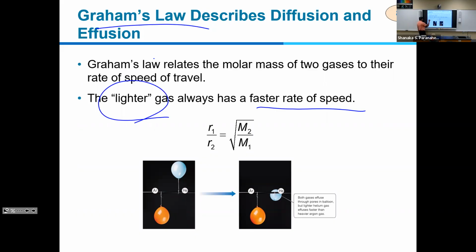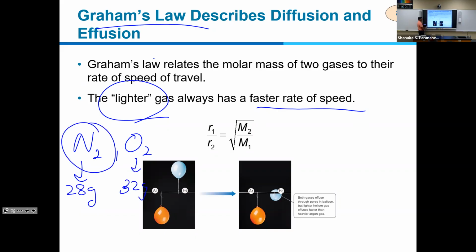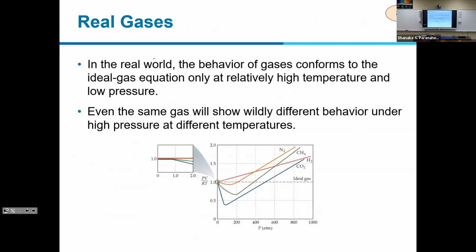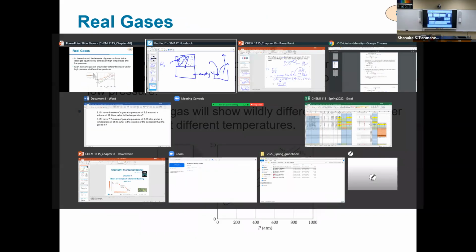So let's say there are two gases, nitrogen and oxygen. Which gas diffuses faster, nitrogen or oxygen? Nitrogen, because it is lighter than oxygen: 28 grams per mole versus 32 grams per mole. The lighter the gas, the faster it diffuses. That's it, Graham's law. Okay.